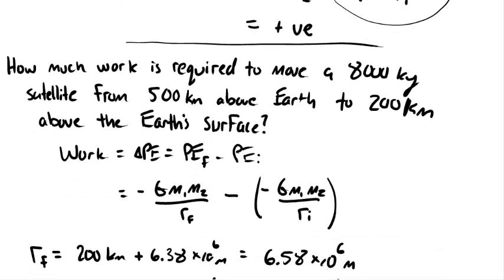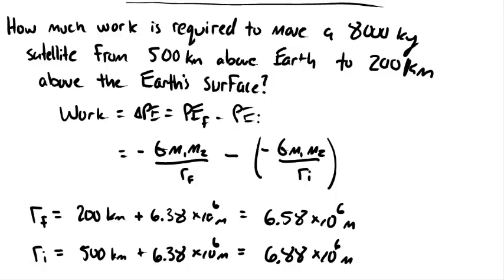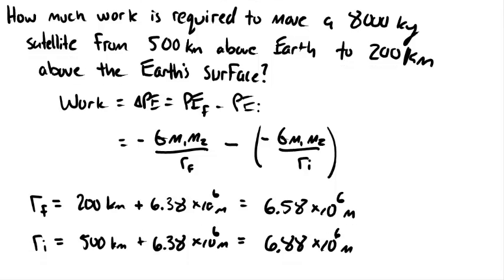Now, first take a look at radius. My final radius is not 200 kilometers, it's 200 kilometers plus the radius of the Earth. So that's 6.58 times 10 to the 6. And my initial distance was 6.88 times 10 to the 6 meters.